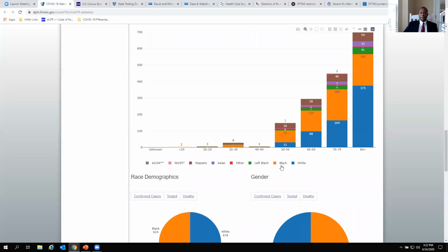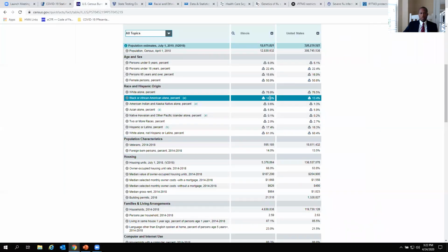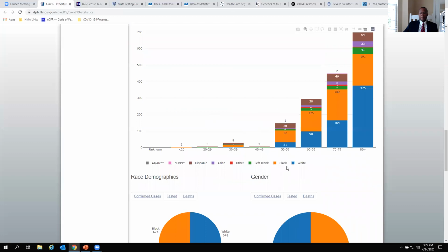We're looking at blacks, whites, and also Hispanics here in brown. At age 50 to 59, blacks are over twice as likely to die compared to Hispanics. And as we go back to the census data, blacks only make up 14%, while Hispanics are a higher percent, 17.4%. But if we look at this, blacks are twice as likely to die, and the testing data wasn't as skewed as that. So what's going on with that?